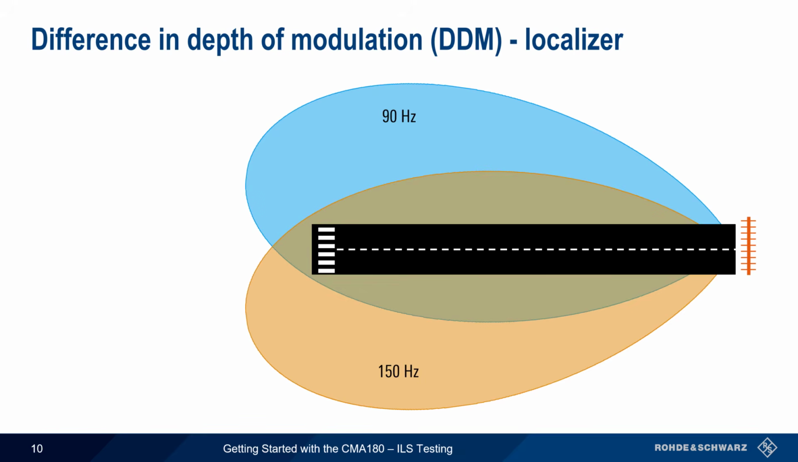So an aircraft that is exactly centered on the runway centerline will see the same AM modulation depth on both lobes, and the difference in depth of modulation, or DDM, will be 0. Moving to the left of the center line, that is more into the 90 Hz lobe, causes DDM to increase or become more positive. Moving to the right of the center line, or more into the 150 Hz lobe, causes DDM to decrease or become more negative. These changes in DDM are what cause the needle to move right and left on a localizer display.